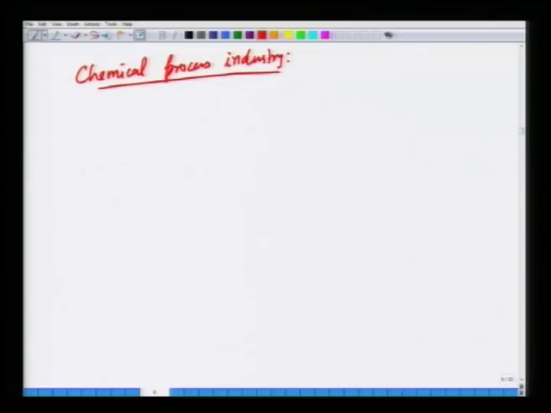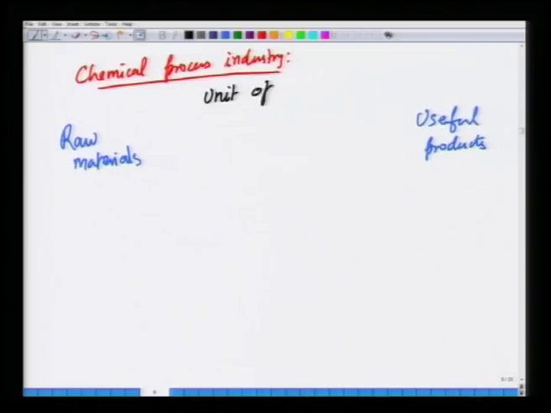Okay. In the modern day chemical industry, the goal is to convert raw materials to useful products which is of value to the people who consume these products. Okay. How does this conversion take place? This conversion takes place through a set of operations. Okay. These operations are called unit operations plus chemical conversion.